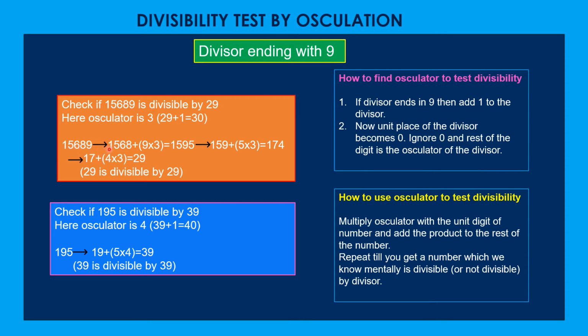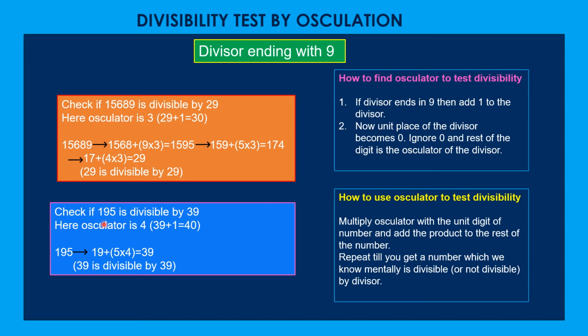So the rest of the number here is 1568 plus 9 times 3, as 3 is your oscillator. You get 1595. You keep on repeating till you get a number which we know mentally is divisible by the divisor. So here we get the number 29, and 29 is divisible by 29. So your number 15,689 is also divisible by 29.